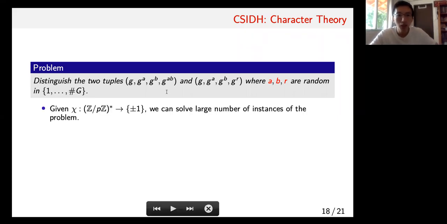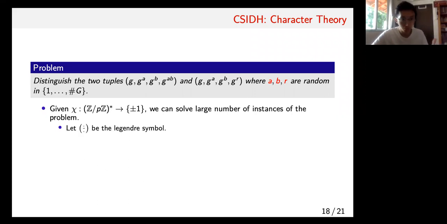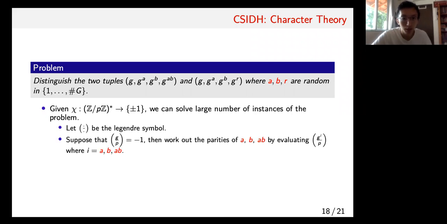So let's see how we can solve this if we have something known as a character. You have a character that is able to take in any element in the group, and this is our group now, and it spits out 1 or -1. Then I argue that we can solve a large number of instances of this problem. And this is how you do it. Yeah. So we take the Legendre symbol. This is our character. And suppose that G evaluated at P equals -1. Then what you're going to do now is you're going to evaluate G to the A at P, G to the B at P, G to the AB at P.